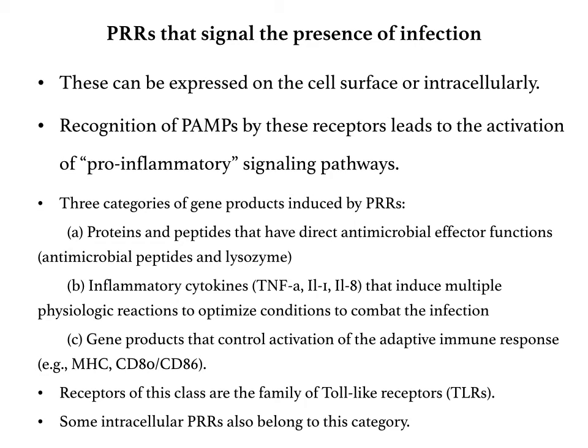The third gene products are the products that control the activation of adaptive immune responses. For example, the MHC molecules, that is the major histocompatibility complex molecules, CD80, cluster of differentiation 80, or CD86, cluster of differentiation 86. Receptors of this family include the toll-like receptors, while some of these receptors are intracellular.